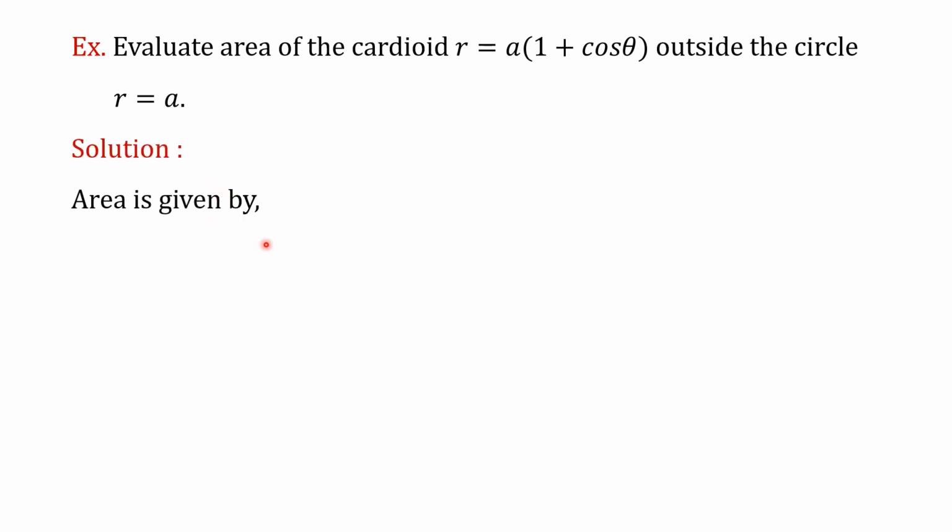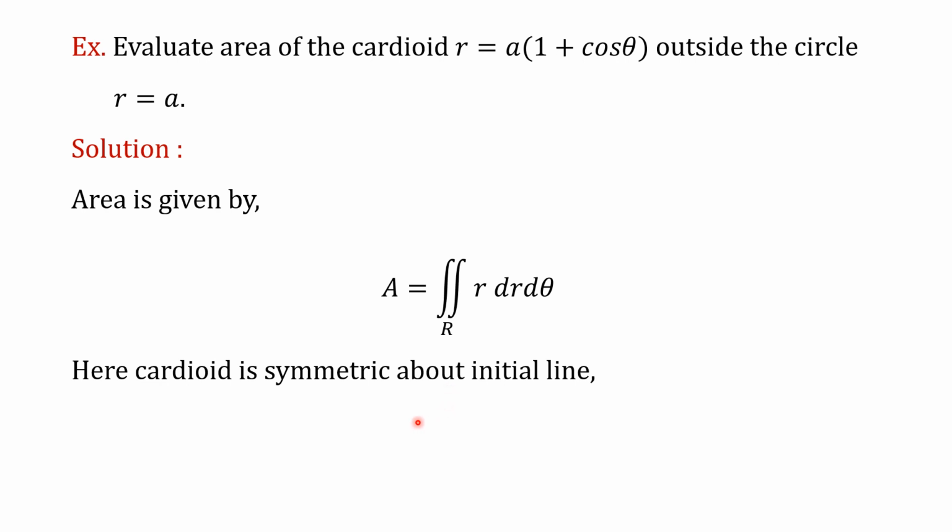Area is given, in polar form, by A is equal to double integration over R of r dr d theta. As the given curve is the cardioid, which is symmetric about the initial line, the region R is divided into two equal parts, let us say R1 and R2: R1 above the initial line and R2 below the initial line. Hence, the area of the given region R is A is equal to 2 times double integration over the region R1 of r dr d theta.